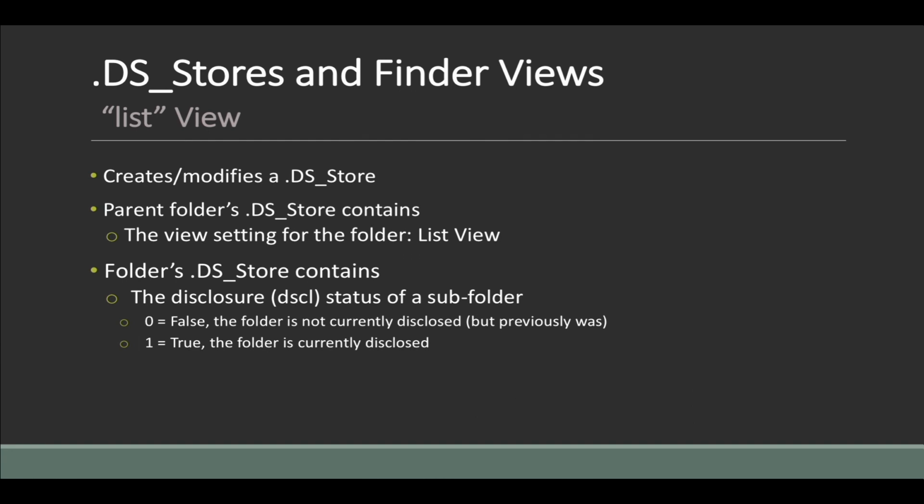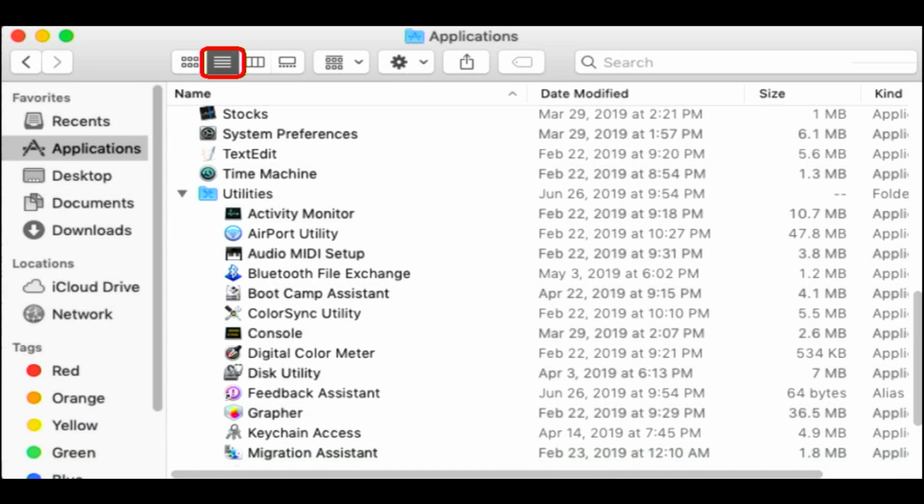So list view. This is what list view looks like. You can see the utilities folder is expanded. When I expand out that folder, there's an entry created in the DSStore that says it was expanded. Originally, by default, there's no entry for folders being expanded. So the first time I expand it, the very first time, it gets an entry in the DSStore, and it has a record data value of 1, which means that it is expanded. If I close it up, the record stays there, but it gets a value of 0. So if you see a value of 0, that means that it was expanded, but it's now not expanded.